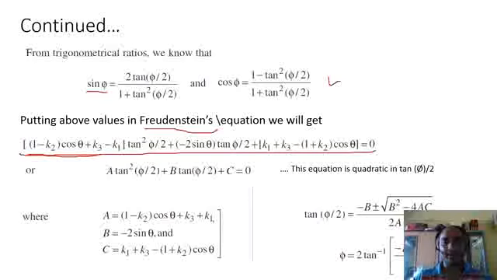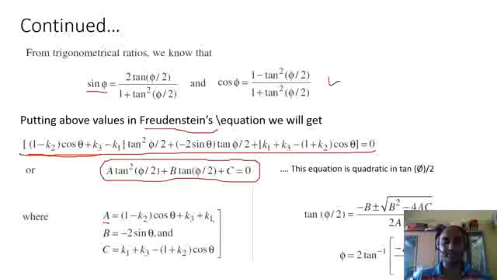Where this a part is nothing but 1 minus k2 cos theta plus k3 minus k1, sorry, plus k1. b is equal to minus 2 sin theta, and c equal to k1 plus k3 minus 1 plus k2 cos theta. So you can observe this equation is a quadratic equation in tan phi by 2.